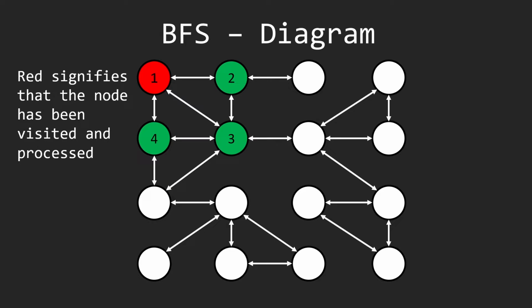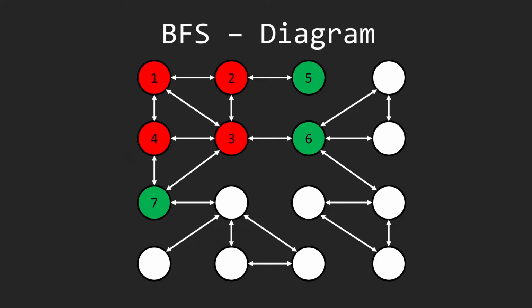All right, so here's a diagram of what exactly BFS does. In this case, red signifies that the node has been visited and processed. You can see that we're starting at node number 1 here, and the green ones are the adjacent nodes that we want to visit. So once we process the red node, we're going to visit the green nodes, and let's see what happens.